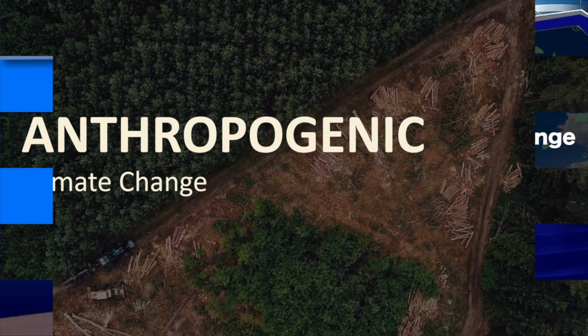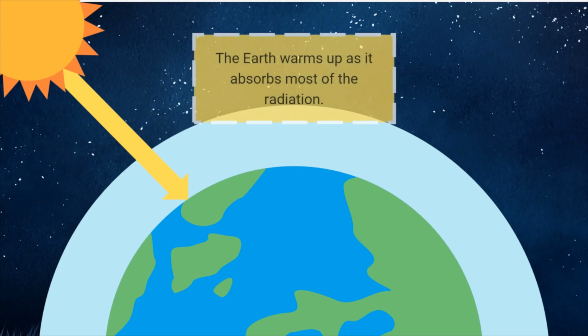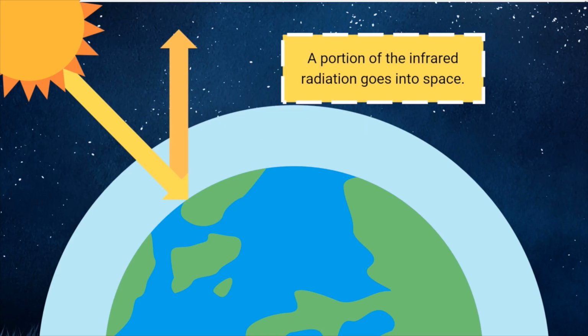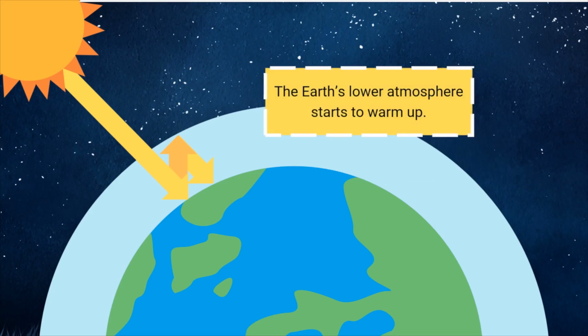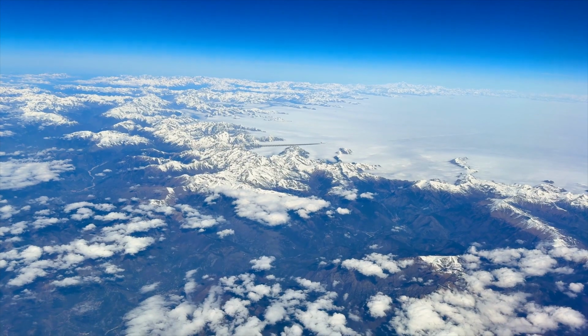Let's understand this better. Imagine Earth as a giant greenhouse. The sun's energy enters, warms the surface, and some of that heat radiates back into space. Certain gases, known as greenhouse gases, in the atmosphere trap part of this heat, keeping our planet comfortably warm, just like glass panels trapping heat inside a greenhouse. This is perfectly natural and necessary for life. Without it, Earth would be a frozen world.